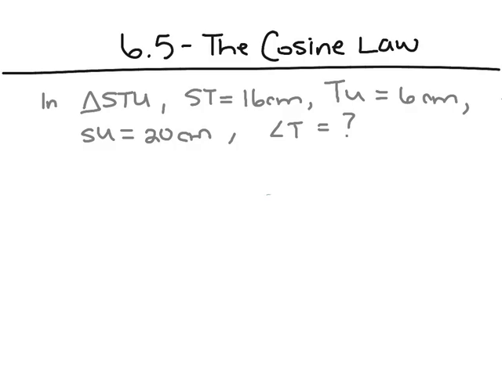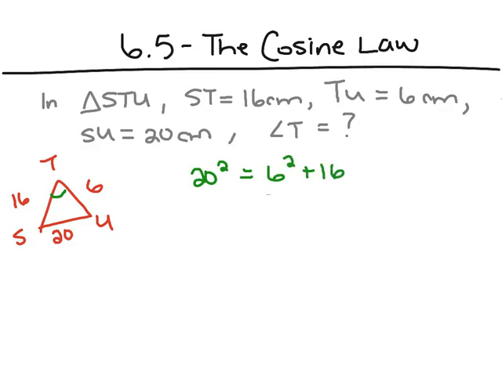So for the second example, in triangle STU, ST equals 16 centimeters, SU equals 20 centimeters, and TU equals 6 centimeters. We want to find T. So let's draw a quick picture. STU, ST is 16, TU is 6, and SU is 20. So we want to find angle T. So we're going to go t squared, which is 20 squared, is equal to 6 squared plus 16 squared minus 2 times 6 times 16 cos of T.